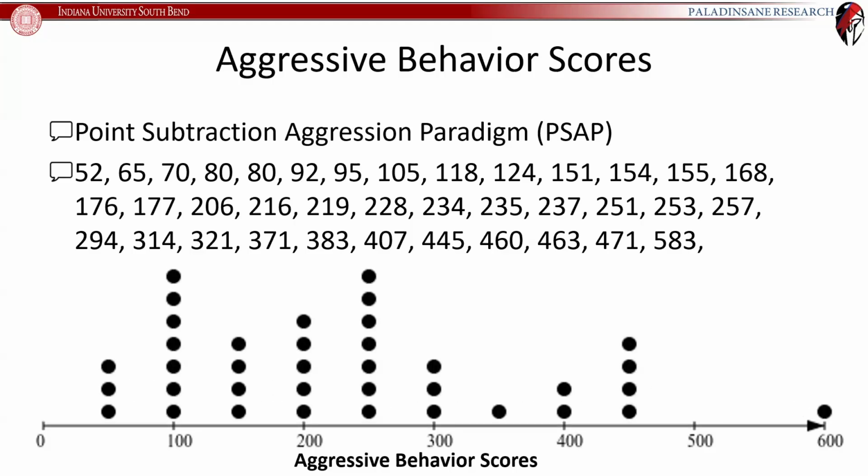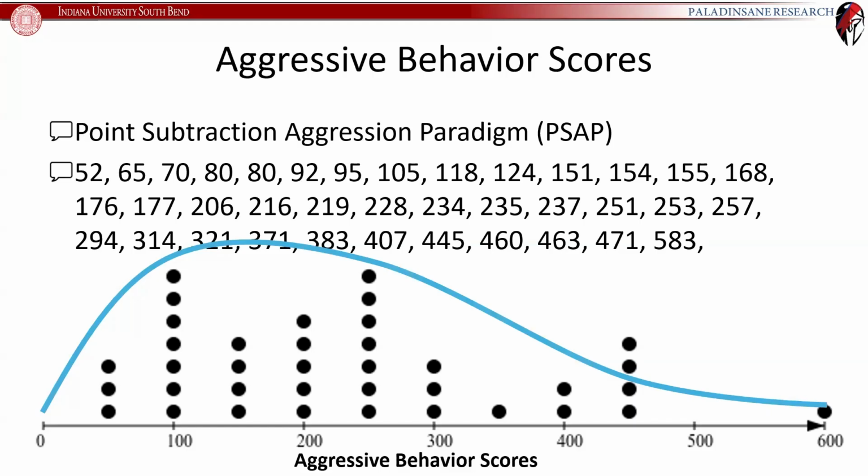And now you can see that things are getting a lot clearer. In this case, 52 turns to 50, 65 turns to 50, 70 turns to 50, 80 goes to 100, 92 goes to 100. So we're rounding to the nearest 50. And once again, now we're starting to be able to decode a bit more of what the pattern actually is. We can see that most of the aggression scores were concentrated in the lower range, in the hundreds and the 200s. And as you increase, there were still individuals that were scoring high, but fewer and fewer of these individuals achieved those higher and higher aggressive behavior scores.